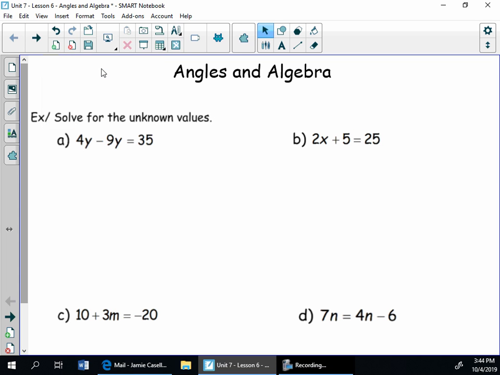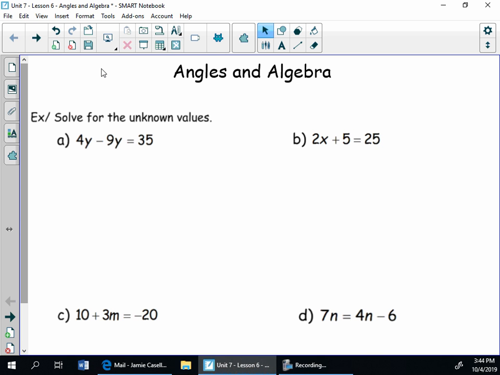In today's lesson, we're going to go back to an old idea again, algebra, solving equations, and trying to apply it to a new situation. We're going to work with angles. So just some reminders about algebra itself. Our big idea: numbers on one side, letters on the other.